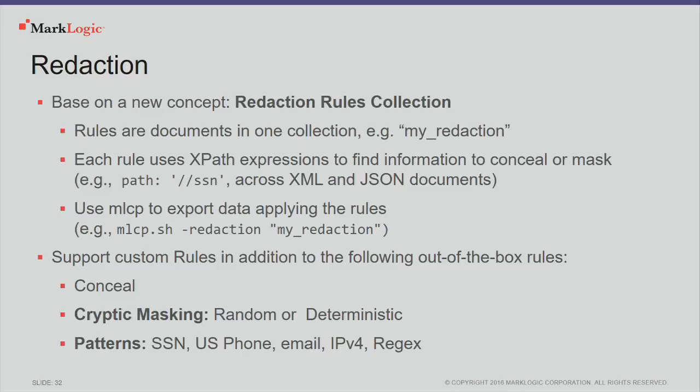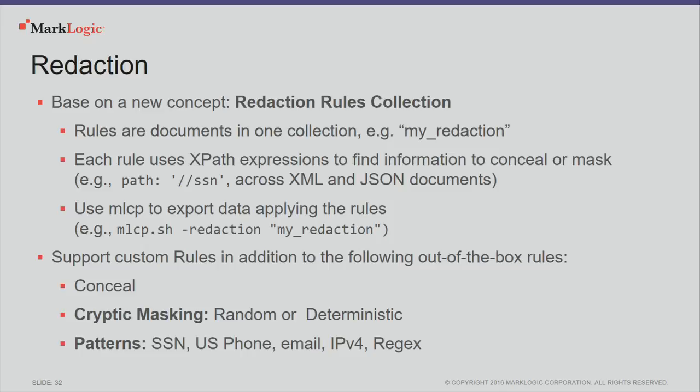Our solution, very similar in nature. How do you handle the flexibility of a schemaless database? The same way here. You will specify an XPath that will find information in the database that matches, for instance, social security number. And I will tell what to do with social security number. There are multiple things that you can do. For instance, you can conceal. I want to get rid of social security numbers once I export. Or I can create a cryptic masking. Can be a random number or deterministic. Deterministic means every time that I create that is the same. So the same, let's say John, always becomes the same string. That may be important for some tests. And we can also have specific patterns here.